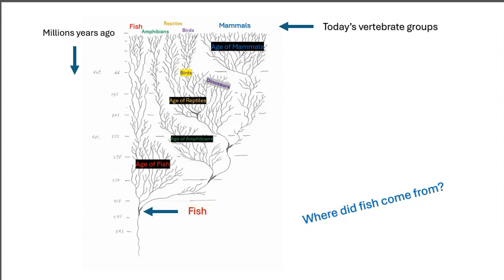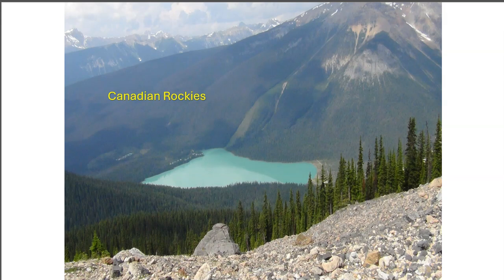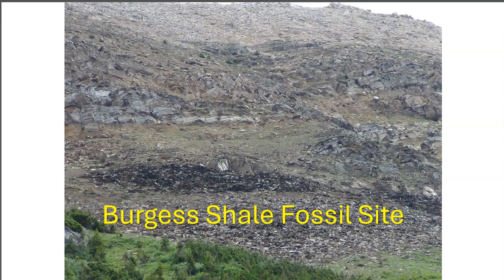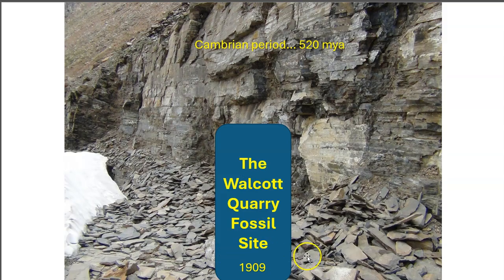And we can learn about their ancestors in places like this. These are the Canadian Rockies. And on this hillside, there's a very famous fossil deposit called the Burgess Shale Fossil Site, named after Mount Burgess, a nearby mountain. And in 1909, Charles Walcott studied this region and made his first discoveries in these rocks. The fossils found in these rocks are some 520 million years old. So we're talking about the Cambrian period, the ancient oceans prior to the first vertebrates.